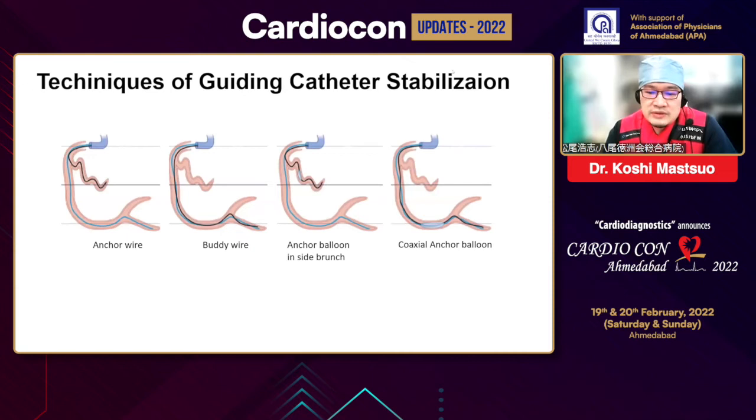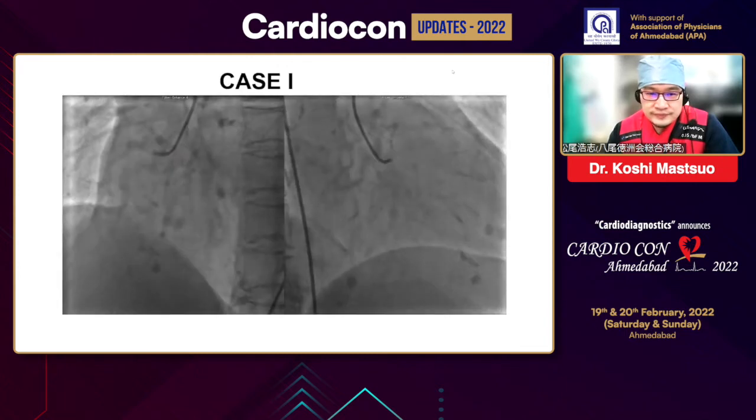Techniques of stabilizing the guiding catheter are like this. Anchor wire technique: it's very simple, only insert another wire into the side branch. Then the body wire technique, and the anchor balloon technique. This is a very famous technique. Sorry, my slide is long. And the coaxial anchor balloon technique, using an OTW balloon like this.